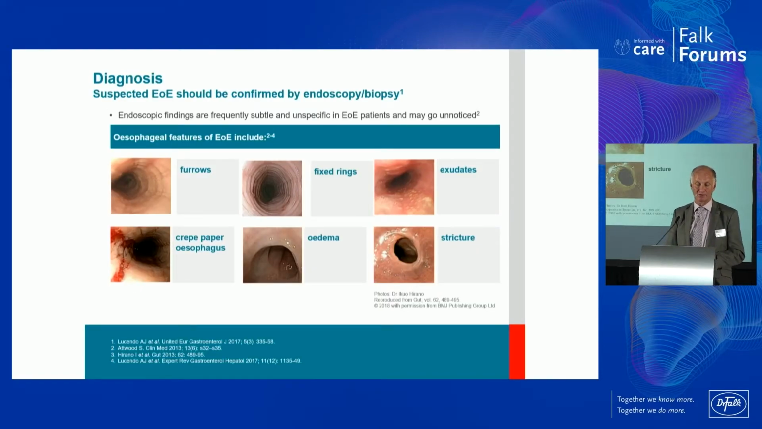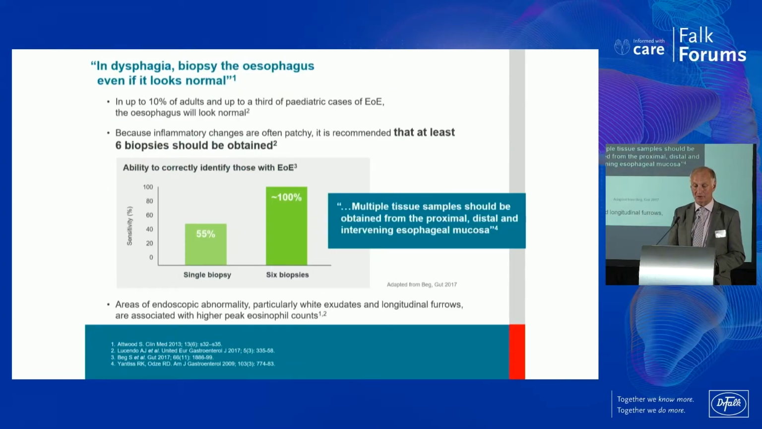So these are examples of what an EOE patient looks like, and it's kind of interesting and peculiar that they're quite different from each other. So some patients have furrows, some patients have rings, some patients have white exudates where there's little abscesses of eosinophils. Some patients have a tear easily in their mucosa called crepe paper. A few have strictures, but not many have a visible stricture, even if the whole of the esophagus is narrow. So regardless of what it looks like, the patients need multiple biopsies.